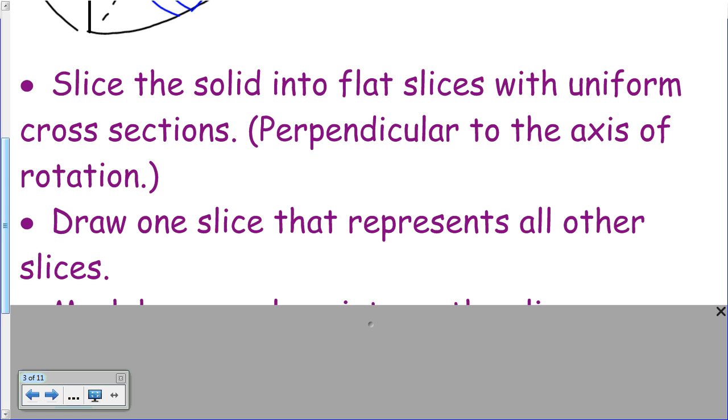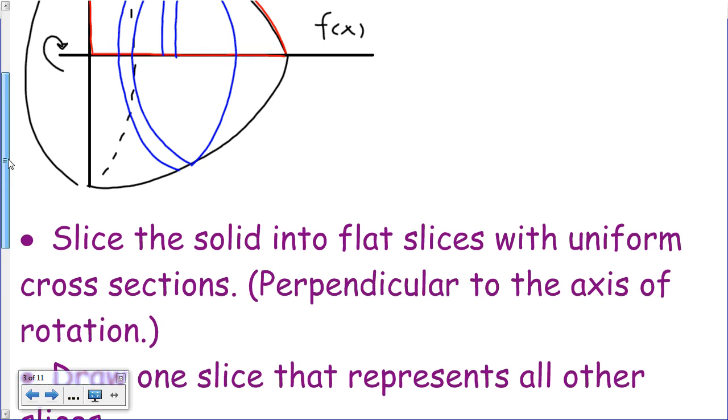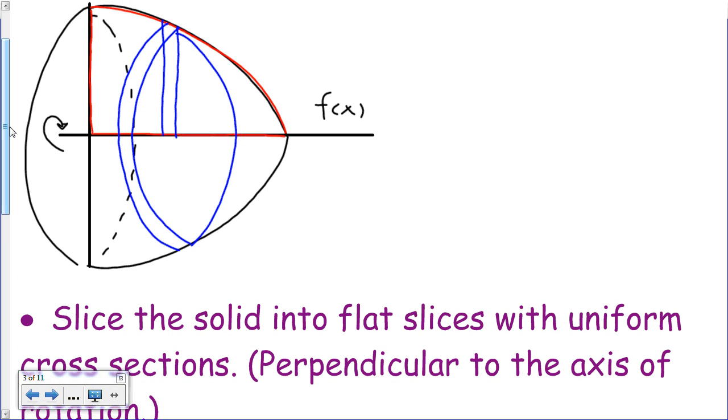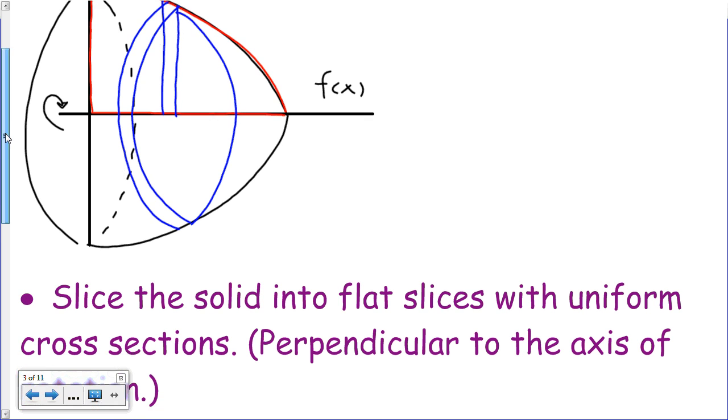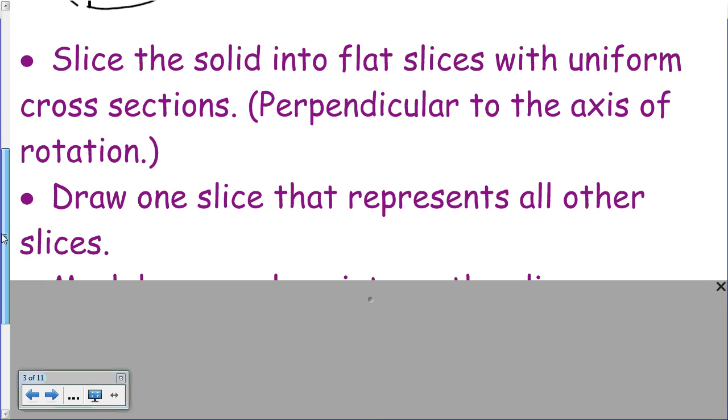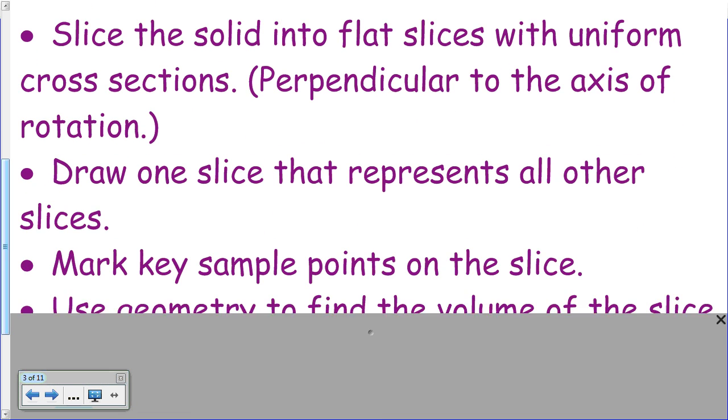All right, so we want to draw one slice that represents all the other slices, and we've really done that there. You can see that no matter where I sketch the slice, it's always going to be circular. It just depends on where I slice it as to how big it is, but we're not talking about the size of the slice, just the shape of it, as long as it's representing all the possible slices in that region. And that, in fact, does.